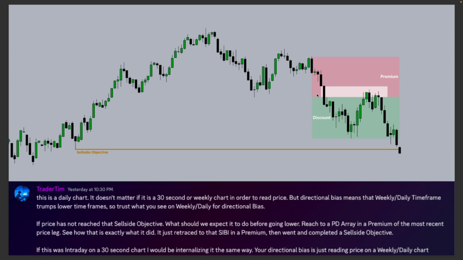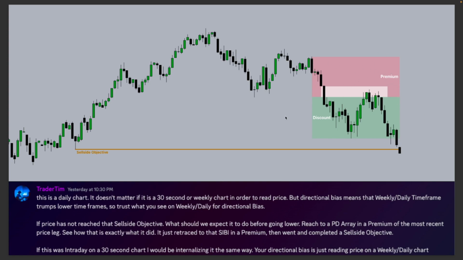So look on the right here. We didn't get to this low yet. From this swing high to this swing low, this is discount, this is premium, so equilibrium is right in the middle. And what's right above it? A daily fair value gap, right? So once we get up here and we displace away, your directional bias is sell side, right? It's bearish. This could be a 30-second chart and you would still internalize it the exact same way.